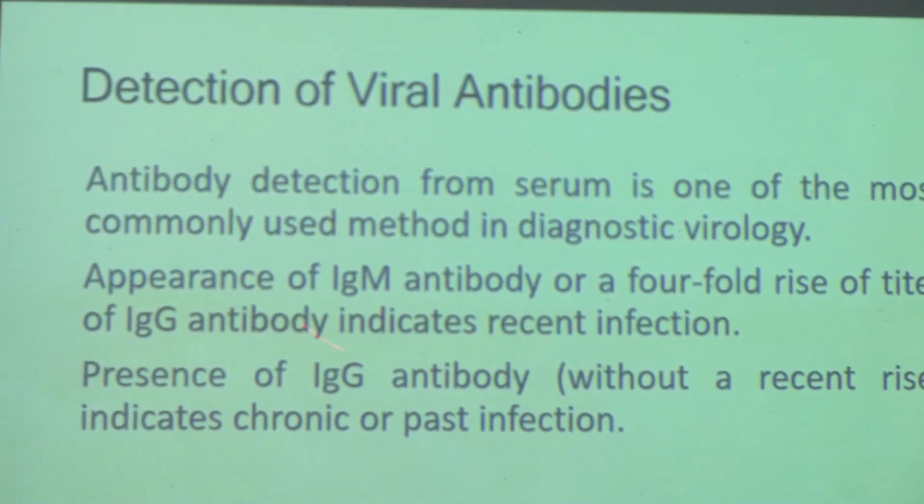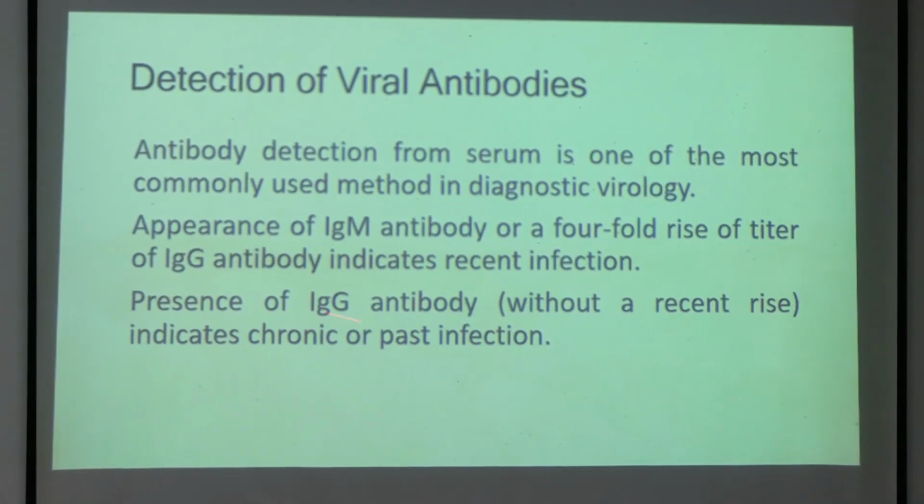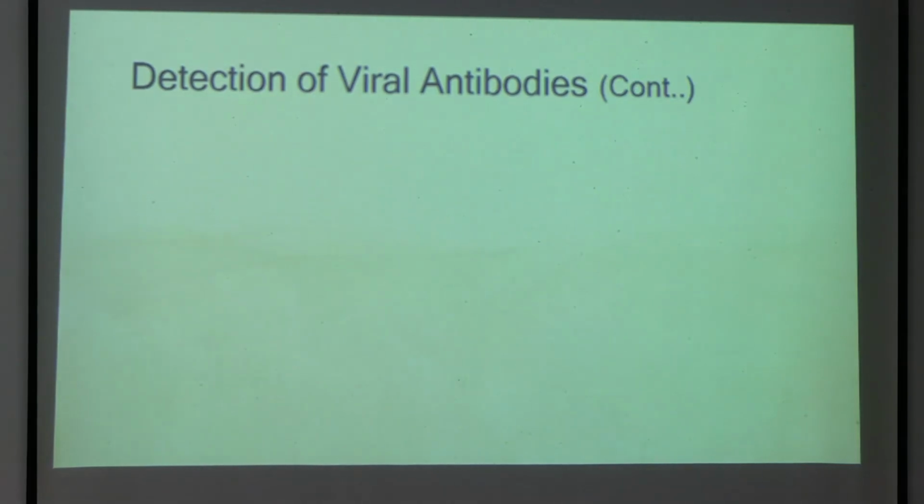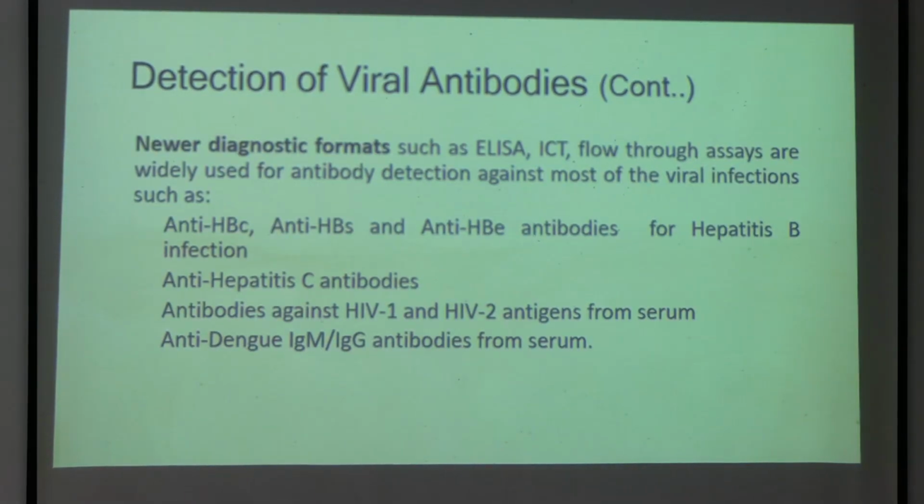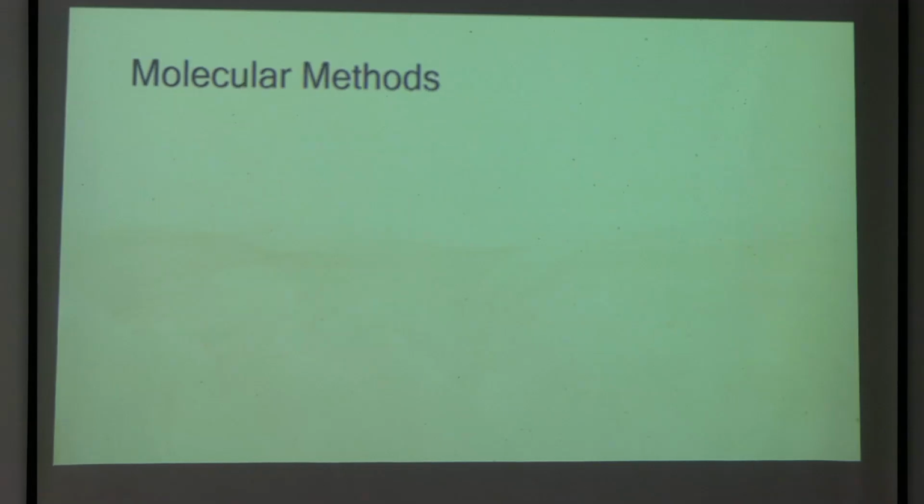So here, even when you see the presence of IgG antibody, it does not always indicate a current infection. It can be either a chronic or past infection. So these are the antibodies we target: anti-HBc, anti-HBs, anti-HBe for hepatitis B. Anti-hepatitis C antibodies, and antibodies again for HIV 1 and 2.